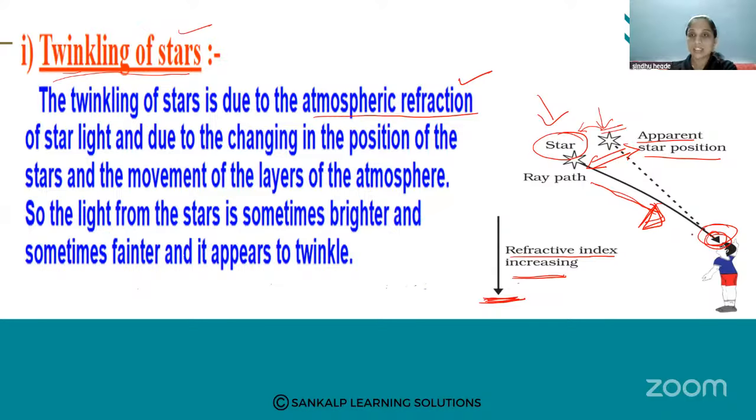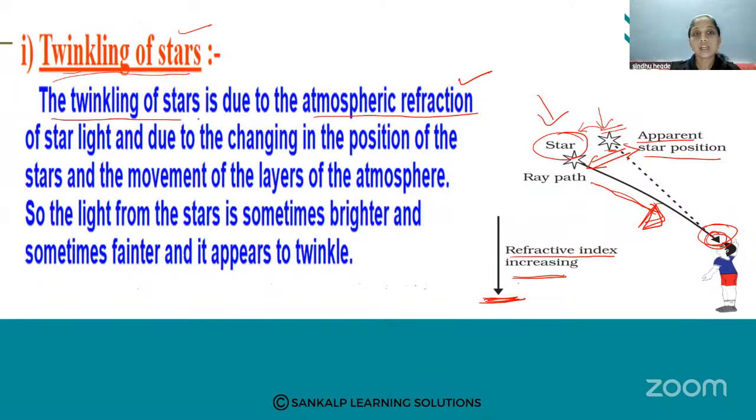This is the main reason for the actual position of the star and the apparent position of the star. Okay, sometimes the star is here and another time at another place, the main reason is atmospheric refraction. Okay, we'll see what happens exactly here.